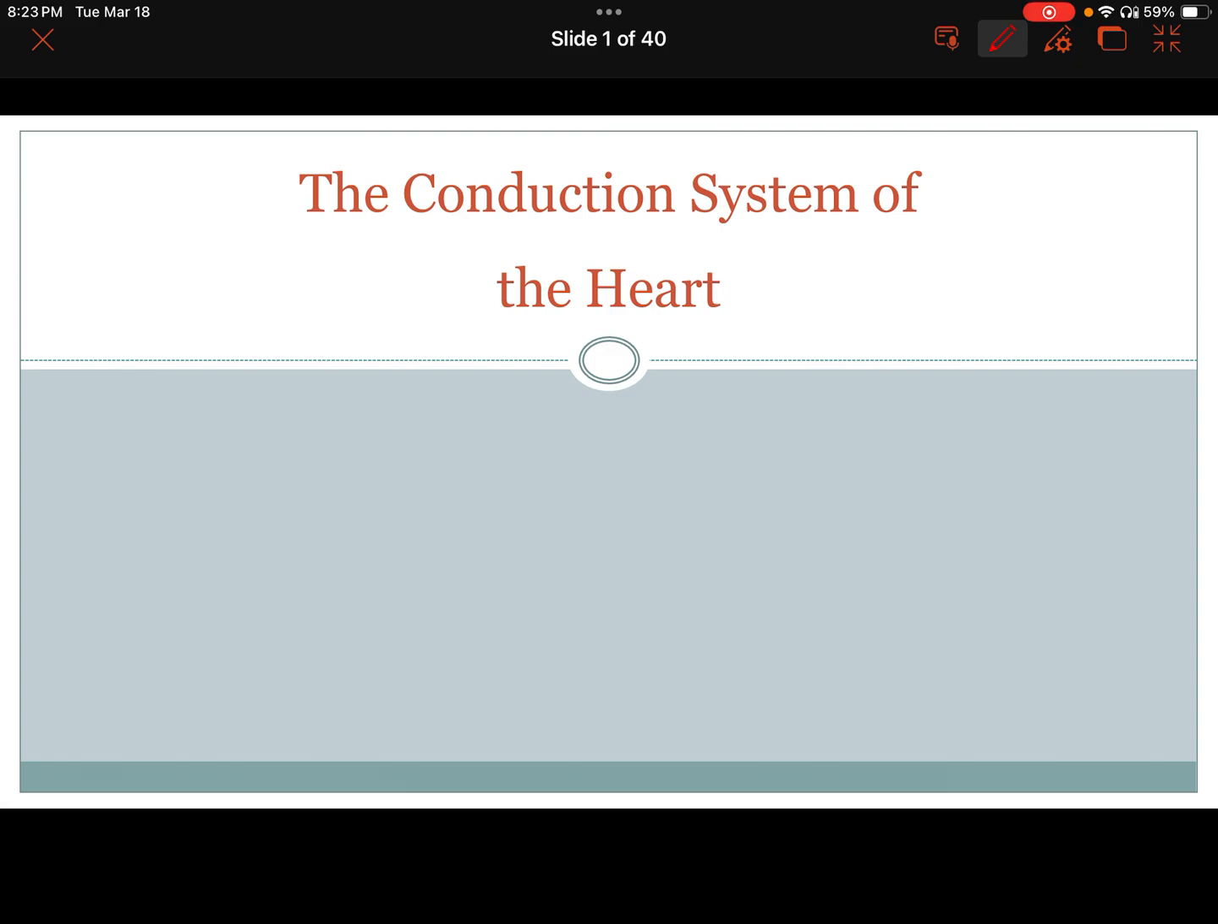Just going into the conduction system of the heart today and get you guys comfortable, kind of a refresher on a lot of points.